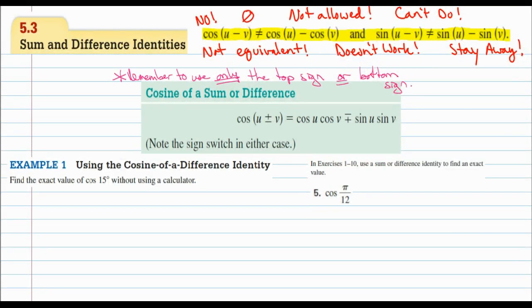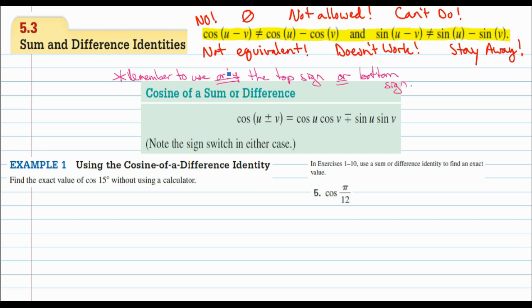This is the screencast for section 5.3, Sum and Difference Identities of trig. Now, I'm not sure if you've noticed or not, but I put up here a little rule that is not allowed. The cosine of something minus something, so degree minus degree or radian minus radian, you cannot distribute the cosine.